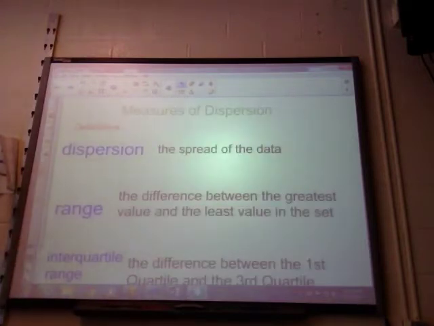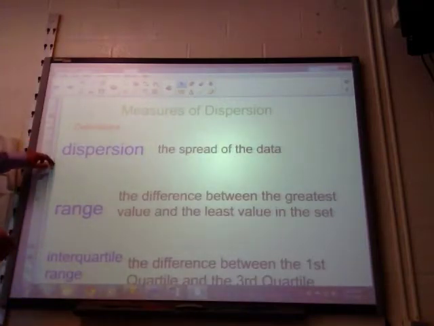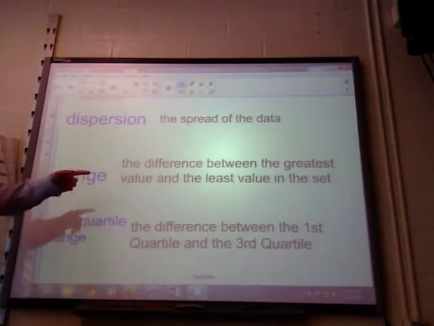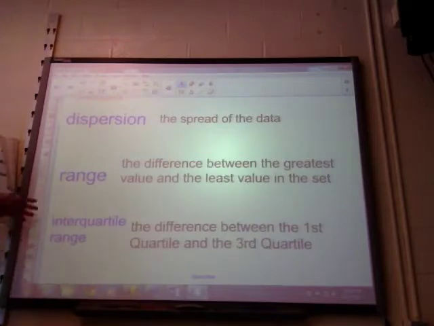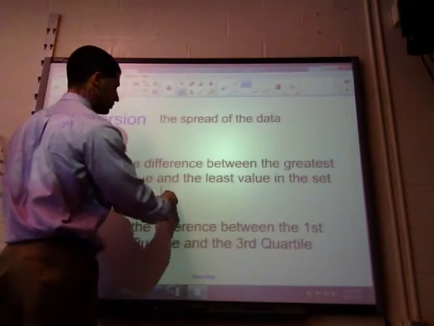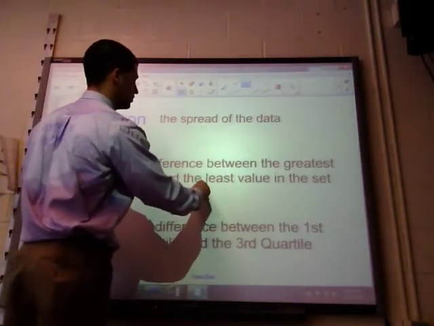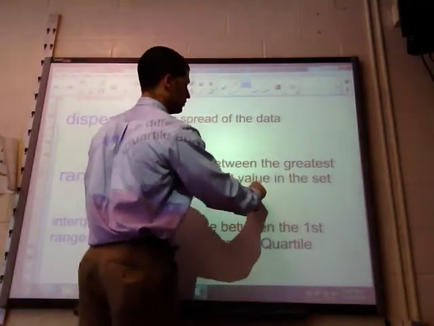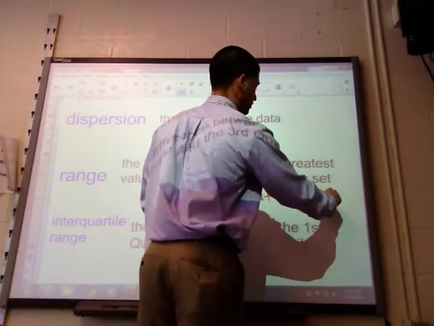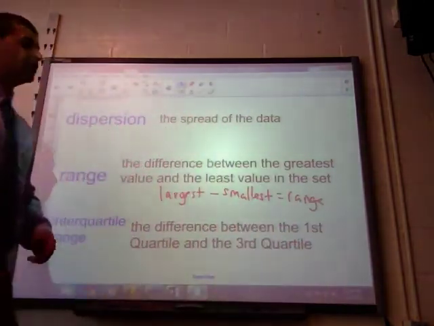Measures of dispersion are ones you're probably a little less familiar with. We measure dispersion with the range and the interquartile range. So the range is the difference between the greatest value and the least value. So when you list your data points from least to greatest, to find your median, of course, you take your biggest number, subtract your smallest number. Okay, so the largest minus the smallest is your range.